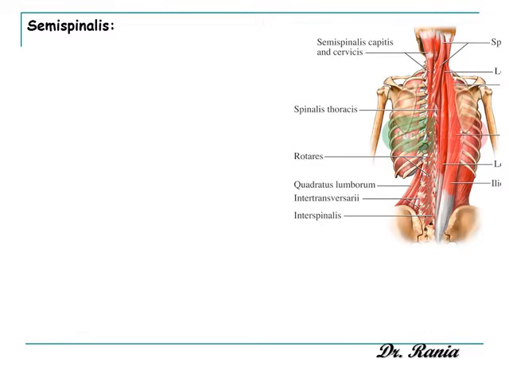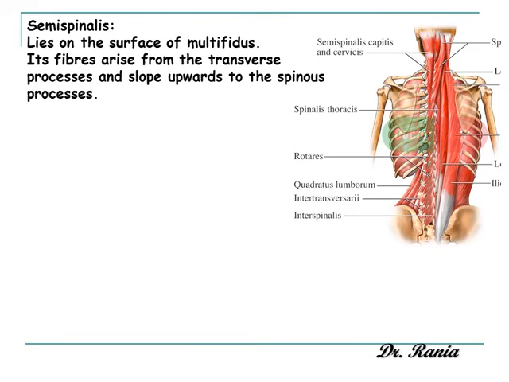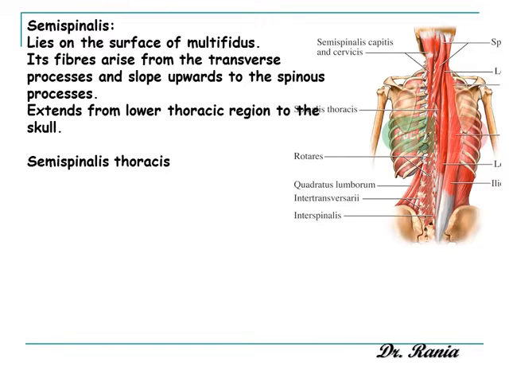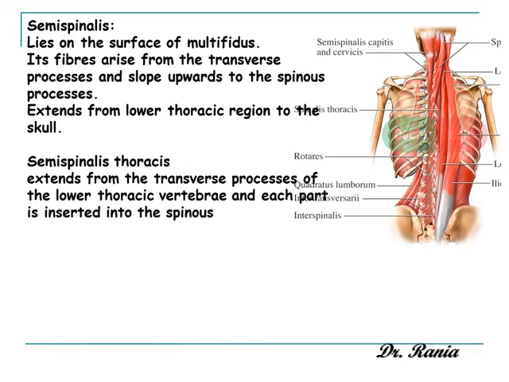Moving to semispinalis muscle. Semispinalis muscle looks like transversospinalis. It lies on the surface of the multifidus and looks like them. Their fibers also arise from transverse processes and slope upward to be inserted into the spines. They extend from the lower thoracic region to the skull. Semispinalis thoracis muscle extends from the transverse processes of the lower thoracic vertebrae, and each one is inserted into the spinous process of the 6 or more vertebrae above.